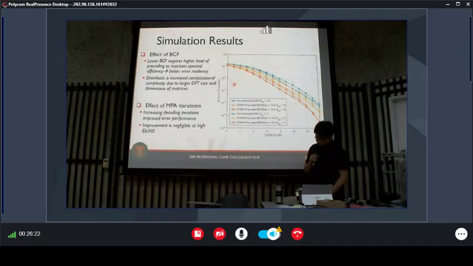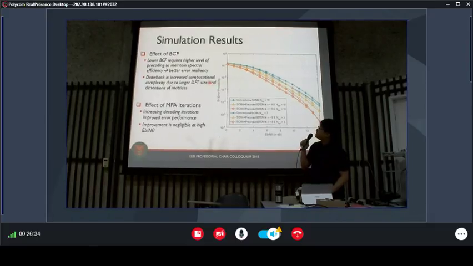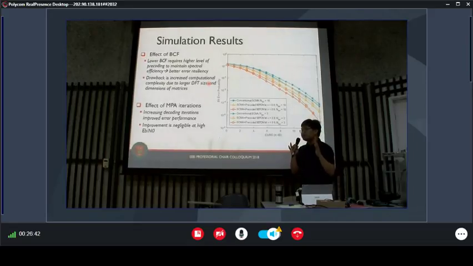And this can be attributed to the higher level of precoding introduced to maintain the same spectral efficiency. The drawback, however, is that lowering the BCF increases the computational complexity, because with a lower BCF but needing to maintain the same bandwidth, we're introducing more subcarriers and hence a larger DFT size and larger dimensions of matrices for the precoding, increasing the complexity of matrix vector multiplication.